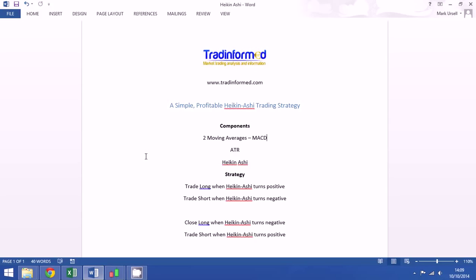The components for this strategy, it is a simple system. I'm just going to use the Heikin Ashi candles. I'm going to use a filter that is just two moving averages or the MACD. And I'm going to use the ATR, which is not part of the strategy per se, but I'm going to use it for the stop loss and profit target.